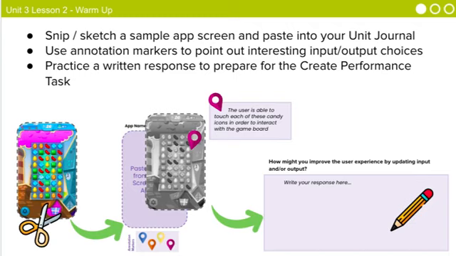So think about an app that is non-social media related, and this example is a game app, or you could also use a map app or something like that. And then you can sketch out what this app looks like and use a pen of a different color to mark different areas, and then write out your response to how might you improve the user experience by updating input and or output. So pause the video here so that you have time to do that in your journal.